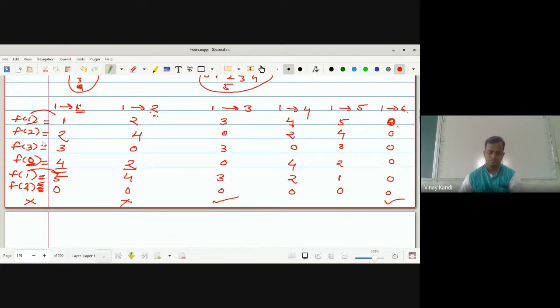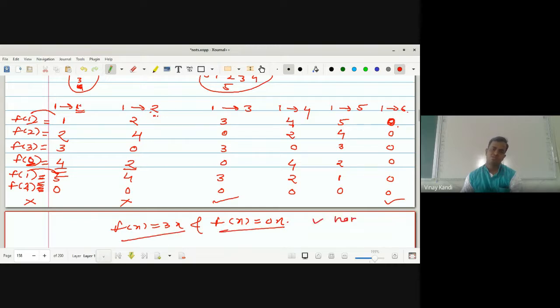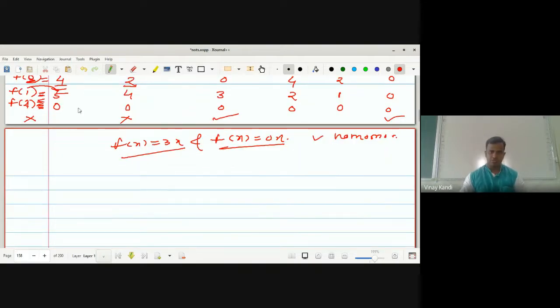Wait. These mappings are f of x is equal to 3x and f of x is equal to 0x. These are the two mappings which are homomorphic functions. I will tell you the shortcut for how I found this out tomorrow. Okay. How this function is homomorphic and how this one is not.